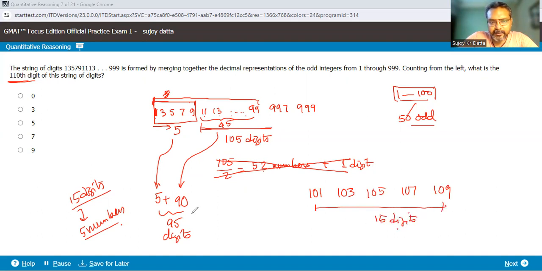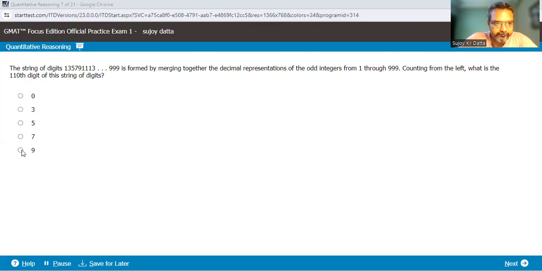So 15 digits plus 95 digits here. 45 numbers here, double of that is 90 digits. 5 numbers here, double of single digits only, 5 digits. So 95 digits plus these 15 digits would give us the 110th digit, and that would therefore be 9. So that is the fifth option. Let us quickly mark that.